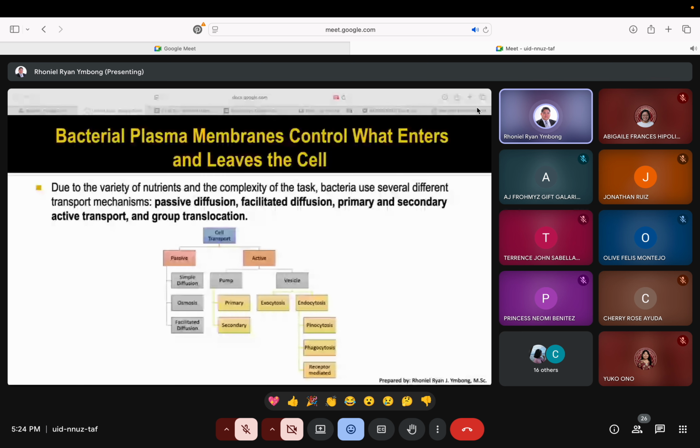Now, pinocytosis is also called cell drinking, no? Meaning what is being engulfed by your cell is liquid material. And phagocytosis is cell eating, because in phagocytosis, the material being engulfed by the cell is solid material.